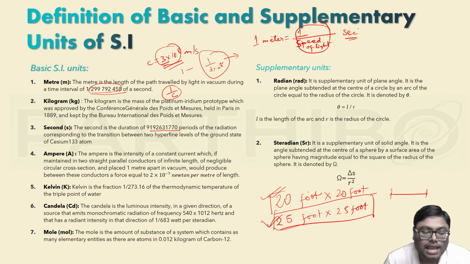Ampere. The ampere is the intensity of a constant current which, if maintained in two straight parallel conductors of infinite length, of negligible circular cross section, and placed 1 meter apart in vacuum, would produce between these conductors a force equal to 2 into 10 to the power minus 7 Newton per meter of length.